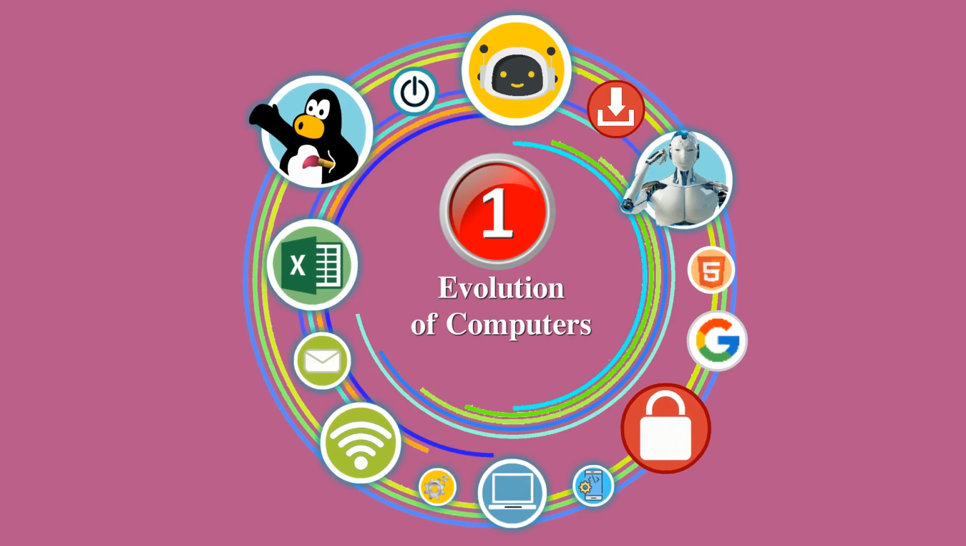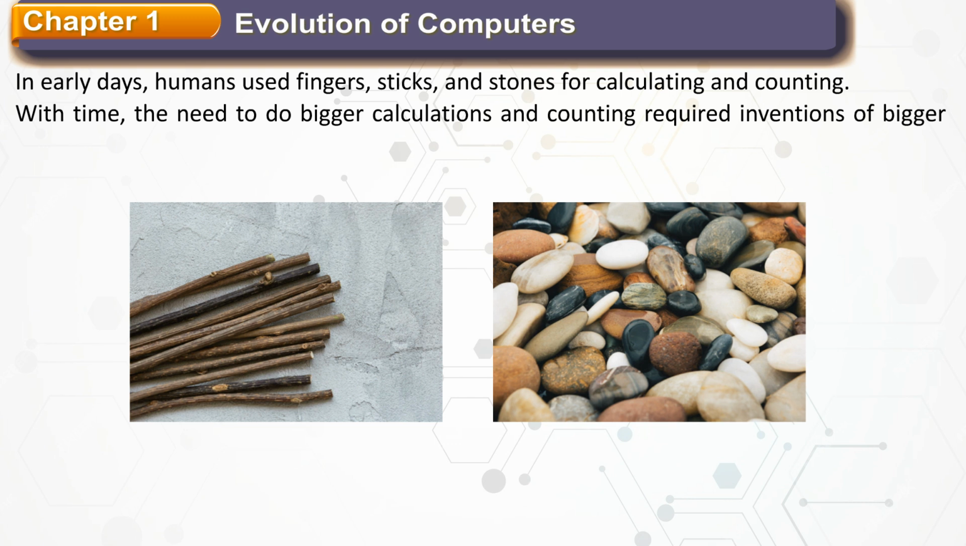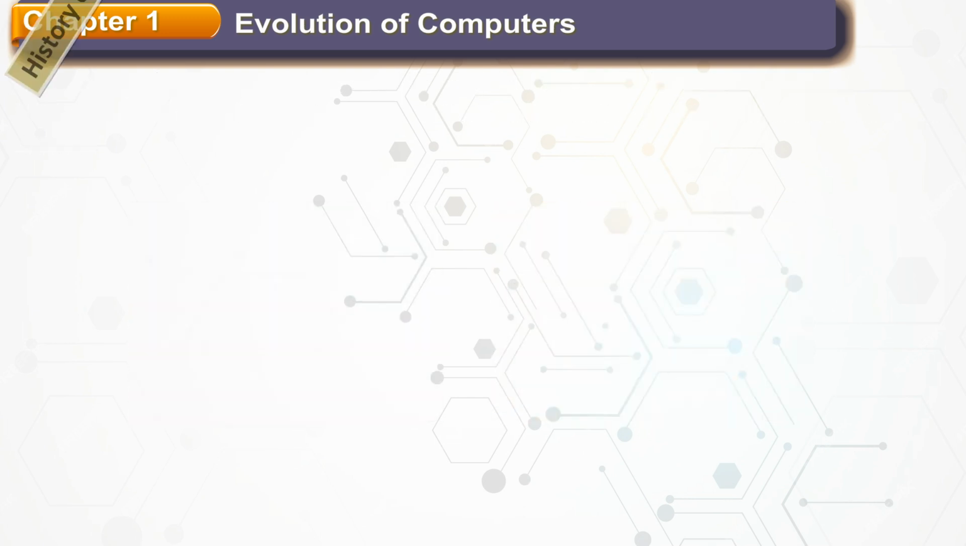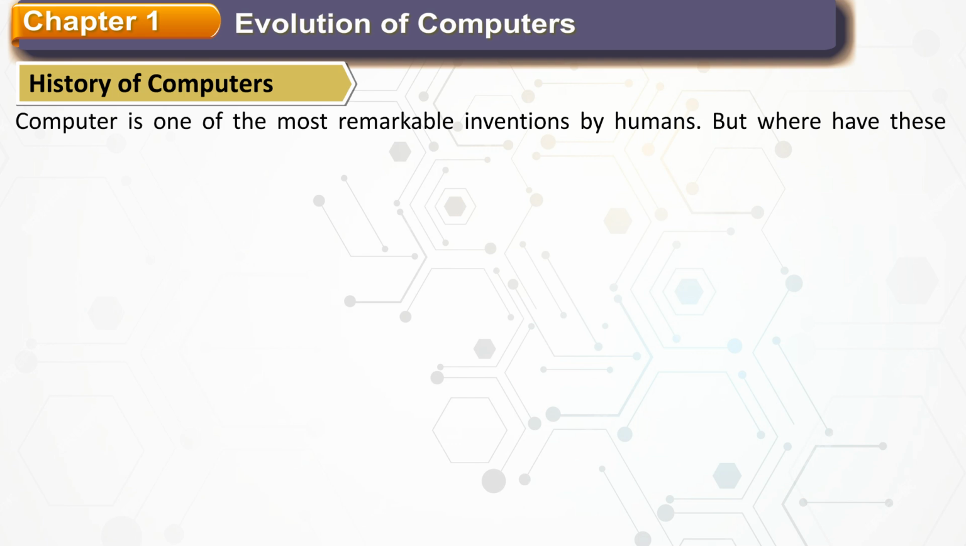Chapter 1. Evolution of computers. In early days, humans used fingers, sticks, and stones for calculating and counting. With time, the need to do bigger calculations and counting required inventions of bigger devices. History of computers. Computer is one of the most remarkable inventions by humans.